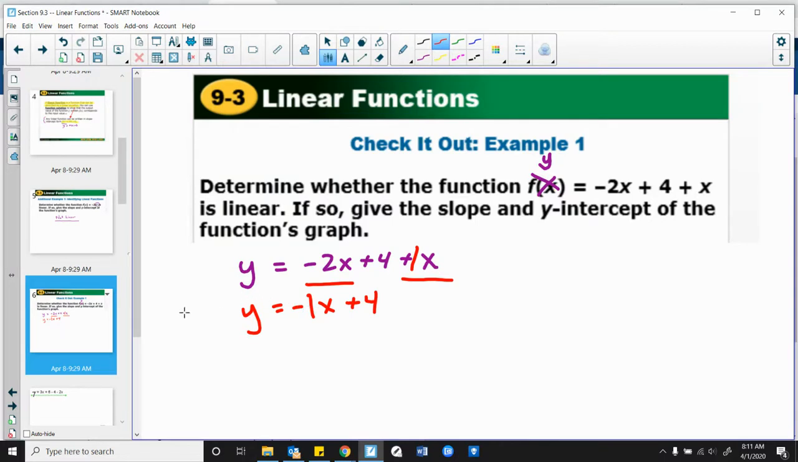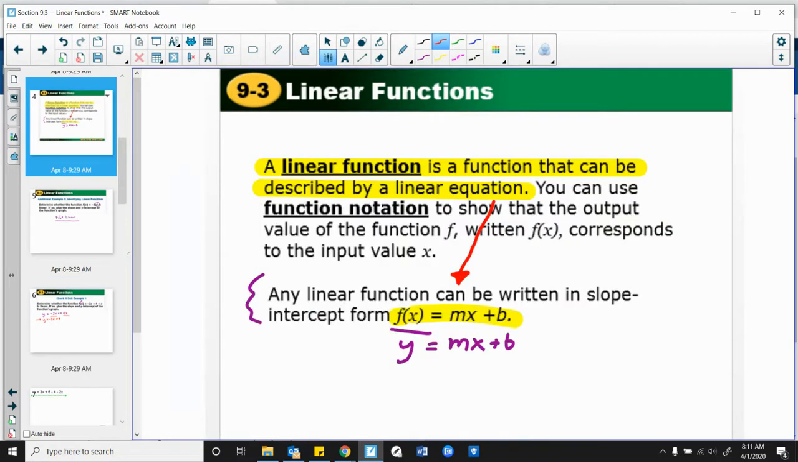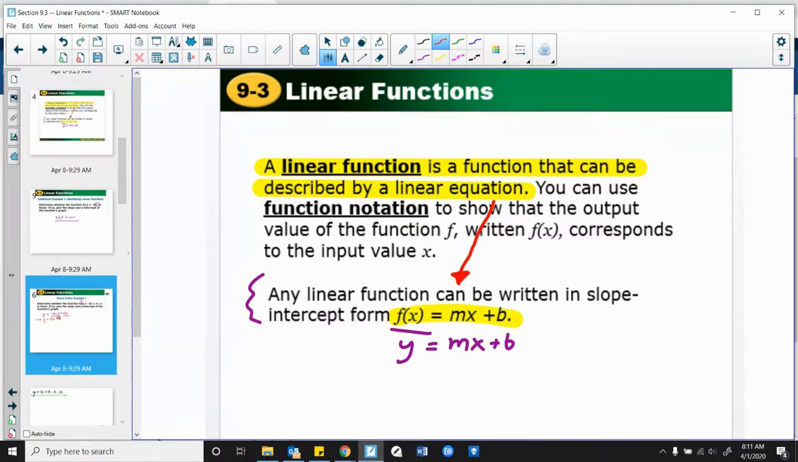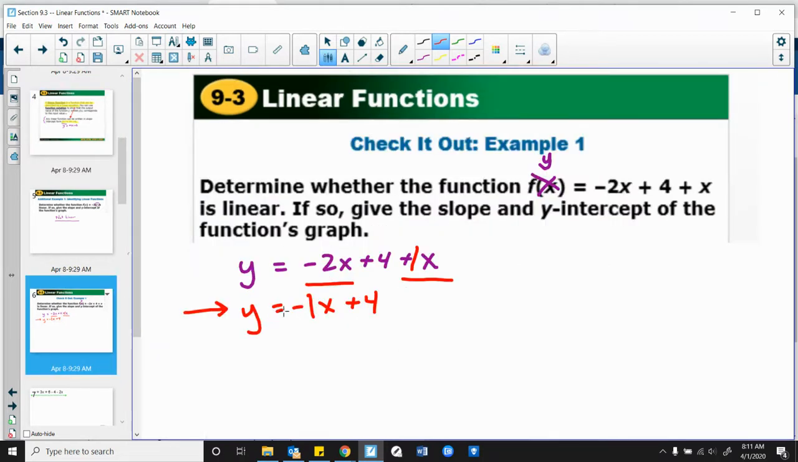Now if we go back to my original notes, it says any linear function can be written in slope-intercept form, y equals mx plus b. Well, look what we have right here: y equals mx plus b. So is this linear? Yes.